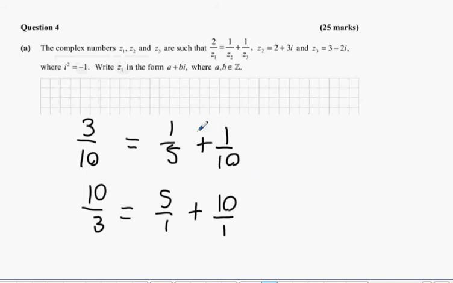So in order for this trick to work, it has to be 3 over 10, let's say, equals 6 over 20. Would everybody agree? 3 over 10 equals 6 over 20. Would everybody agree with that? Would then everybody agree that 10 over 3 equals 20 over 6?